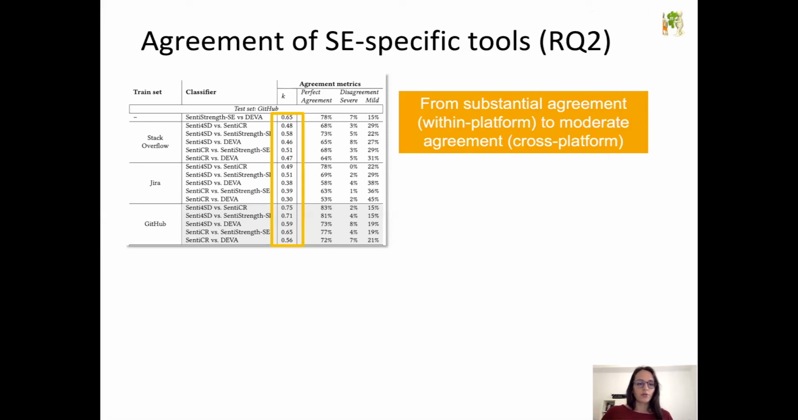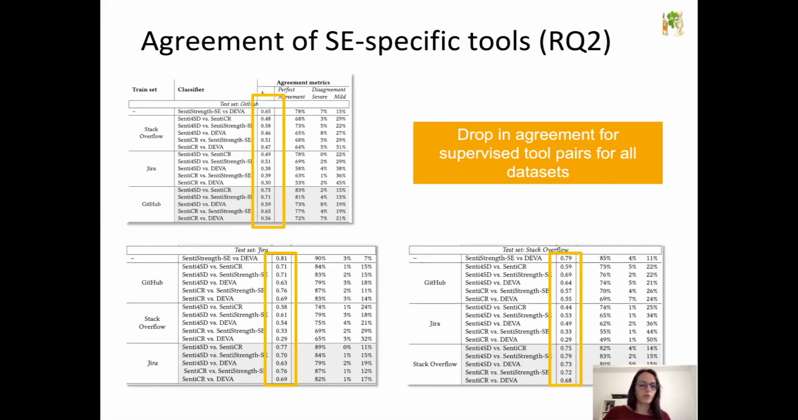the results of the agreement study between two pairs confirm our previous finding regarding the agreement with manual labeling, because we see that, for example, in GitHub, the agreement drops from substantial in a within-platform condition to moderate agreement in a cross-platform condition. And this is also confirmed for all the datasets. So it seems like retraining using data from your own target platform is the way to go.